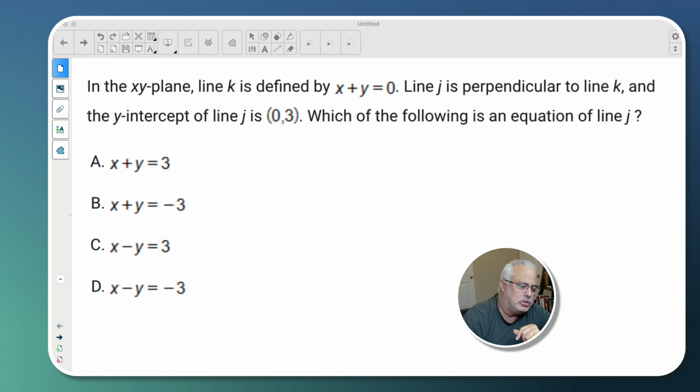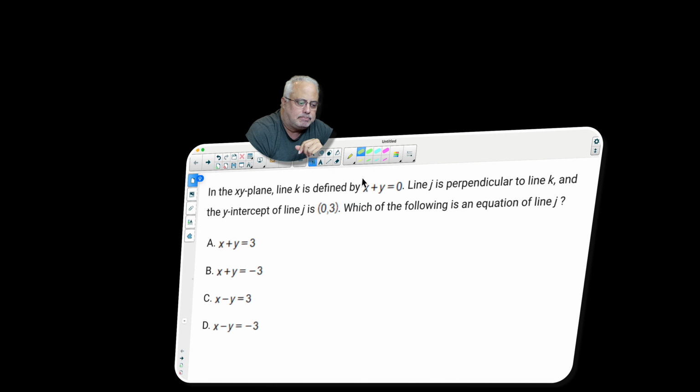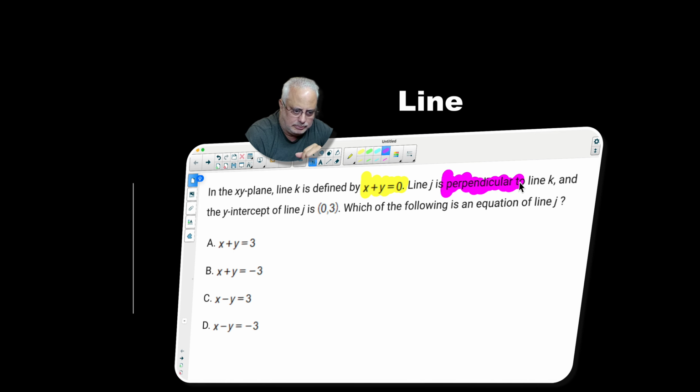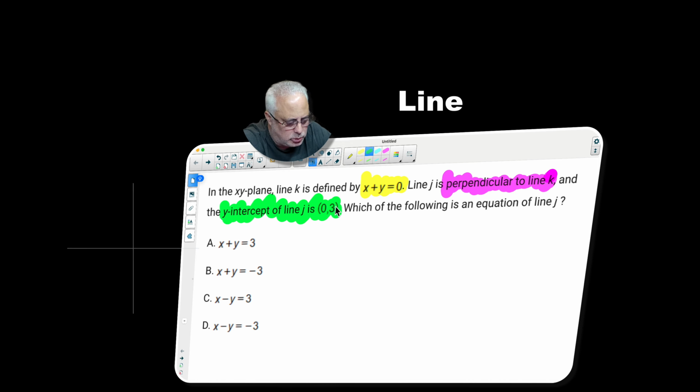In this particular question, we have a linear function right here. Let me highlight it: x plus y equals 0. We have another important concept, perpendicular to line K. And we have another important piece of information, which is the y-intercept. So we are going to play with those three colors in order to get the answer immediately. They want us to write the equation of line J, but line J and line K are perpendicular to each other, and this is when your background information comes into play.